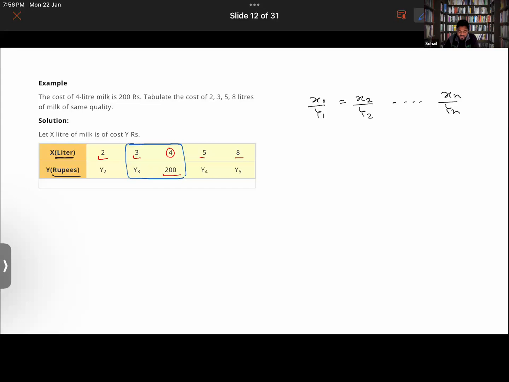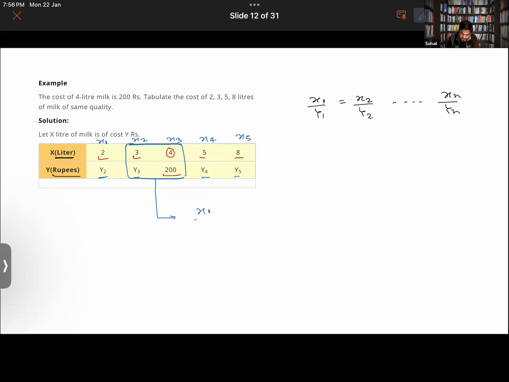Once you are able to solve any given pair, the others will also be solved very easily. Let's take, for example, this pair. Here x1, x2, x3, x4 and x5. Similarly, the y values have already been written: y2, y3, y4, y5.